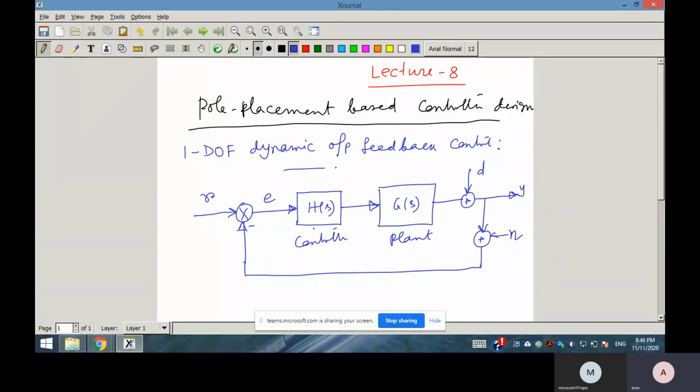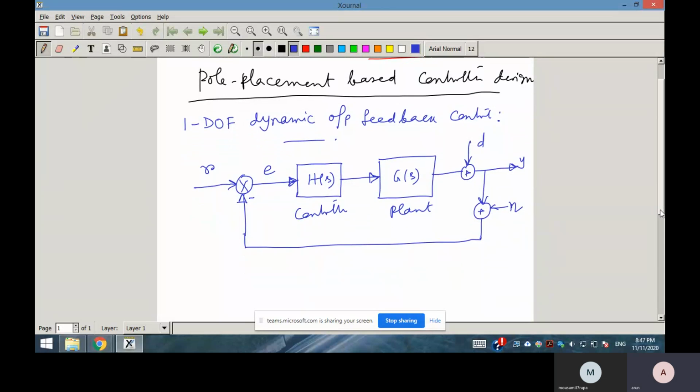In that case, the third degree of freedom is the disturbance. If the disturbance is also measurable, then you may call it 3 degree of freedom control. That also we can have, but up to 1 degree of freedom and 2 degree of freedom controllers we will be discussing in detail in this course. The degree of freedom, with respect to the controller, is the number of independent inputs going into the controller. Here the number of independent inputs for the controller H(s) is only one, that is e, the tracking error. So that's why it is called 1 degree of freedom.